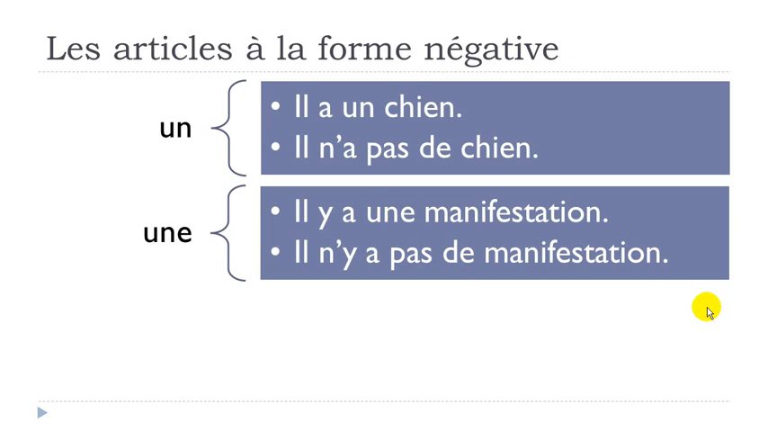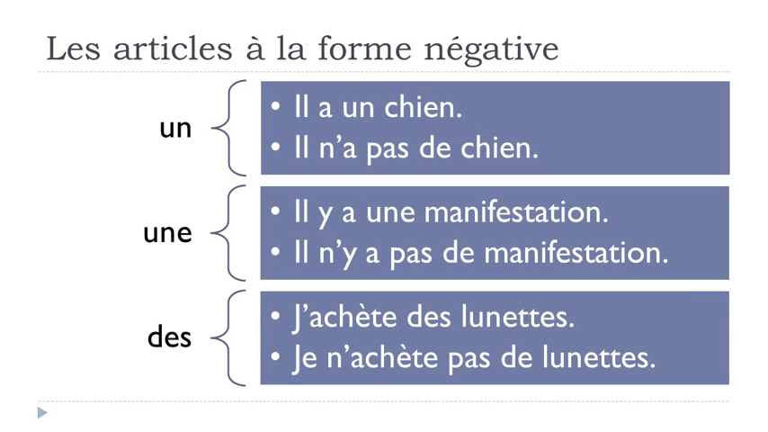All right. So what about the plural now? Des, and then j'achète des lunettes. Je n'achète pas de lunettes. Okay? Des lunettes, glasses. Acheter, to buy. J'achète des lunettes. So you can see that it will be exactly the same rule. So des becomes de. Okay? So what we've got here, un is becoming de, then une is becoming de, and after that you've got des, and it's becoming de as well. Okay? And this is for what we call les articles indéfinis, so "a" in English.